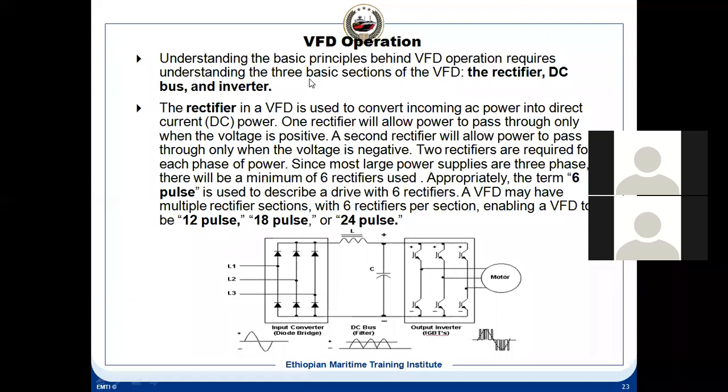It will give 6 pulses because this rectifier will give the first positive half cycle, the next positive half cycle for this phase, second phase this one, third phase this one. That means L1, L2, L3. It will give you 6 pulses. That is why it is called a 6 pulse rectifier. Some VFDs can have 6 pulse, 12 pulse, 18 pulse, 24 pulse.